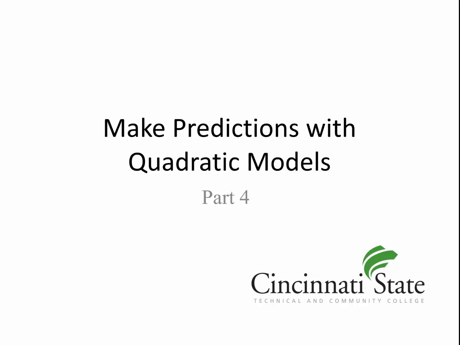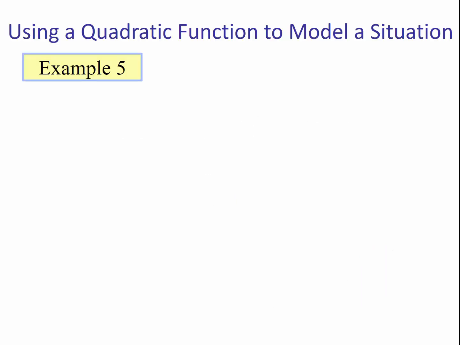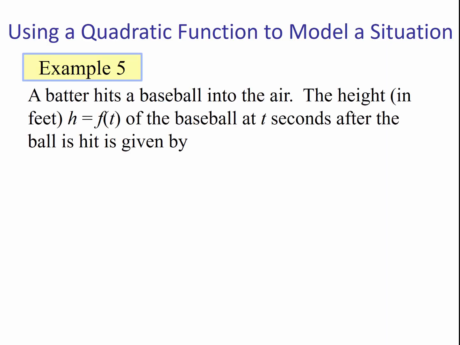Make predictions with quadratic models, part 4. We'll begin with an example. Example 5. A batter hits a baseball into the air. The height in feet, h equals f of t, of the baseball at t seconds after the ball is hit is given by f of t equals negative 16t squared plus 96t plus 4.